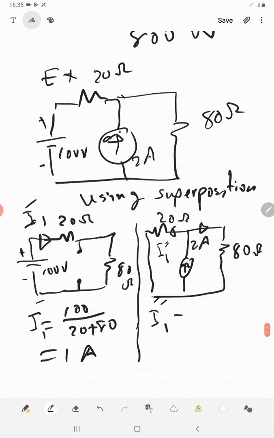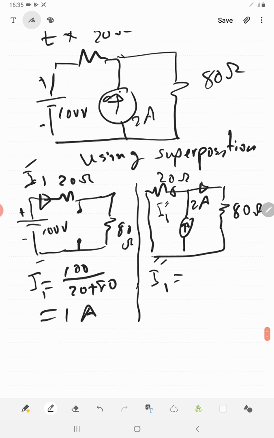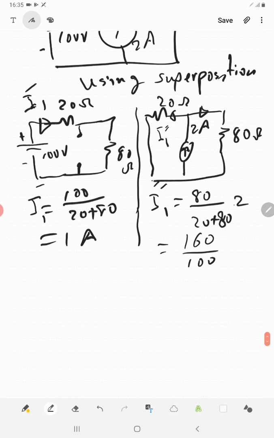And let's calculate I1 double prime. Using the current divider rule, it will be 80 divided by 20 plus 80 times 2. So it will be 160 divided by 100. It will give you 1.6 amps. Okay? And we can calculate also I2.